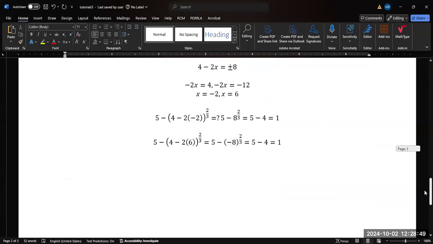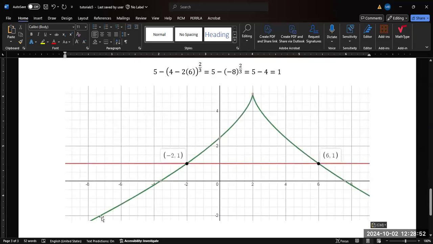And if we look at the graph of the second case, again, this is 5 minus 4 minus 2x to the 2/3 power. And then this is y equals 1 on the red line. And we can see that there are two places where they cross: the negative 2 value, and this value for 6. So again, both of these confirm. In the first case, we had only one solution, and we got an extraneous one out of it. And in this case, you have to account for that plus and minus because you do get two solutions, not just the one.